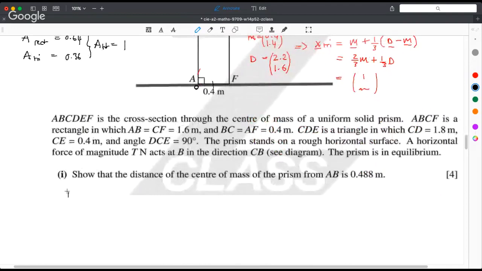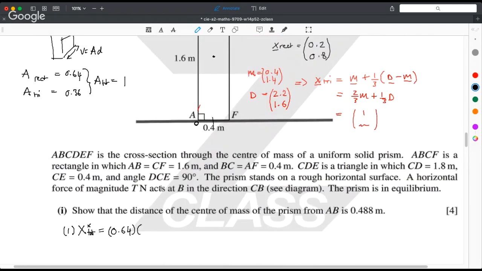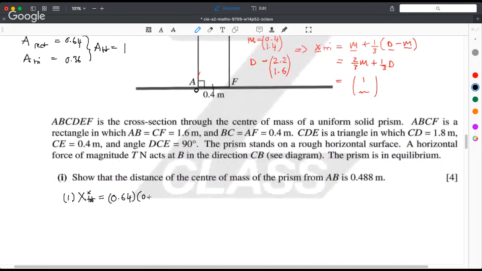So the total mass is 1. And I'm multiplying it by this vector that I want, X total. And let's just look at the X coordinate. That's going to be equal to the mass of the rectangle, 0.64, times the X coordinate of the center of mass of the rectangle, which we worked out before was 0.2, plus the mass of the triangle, 0.36, times 1, which was the X coordinate of the center of mass of the triangle. So if you work all this out, you'll get that it's equal to 0.488.